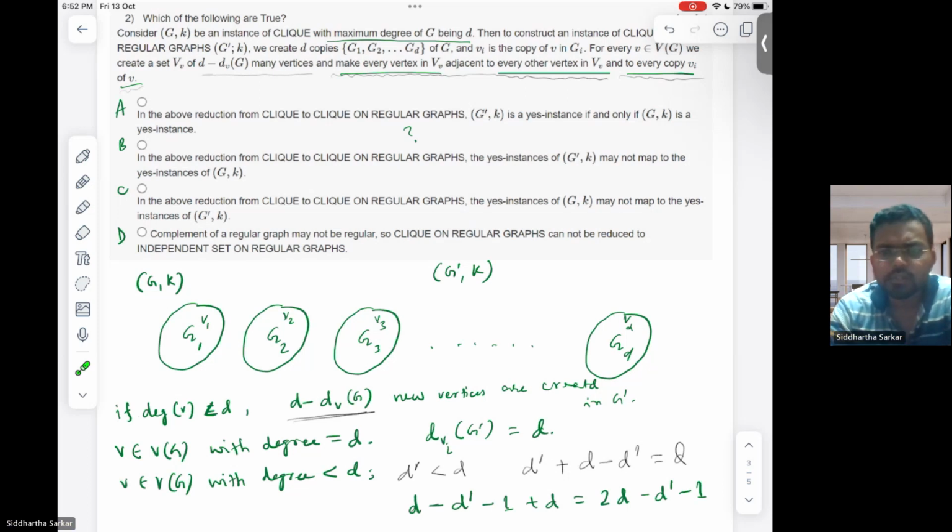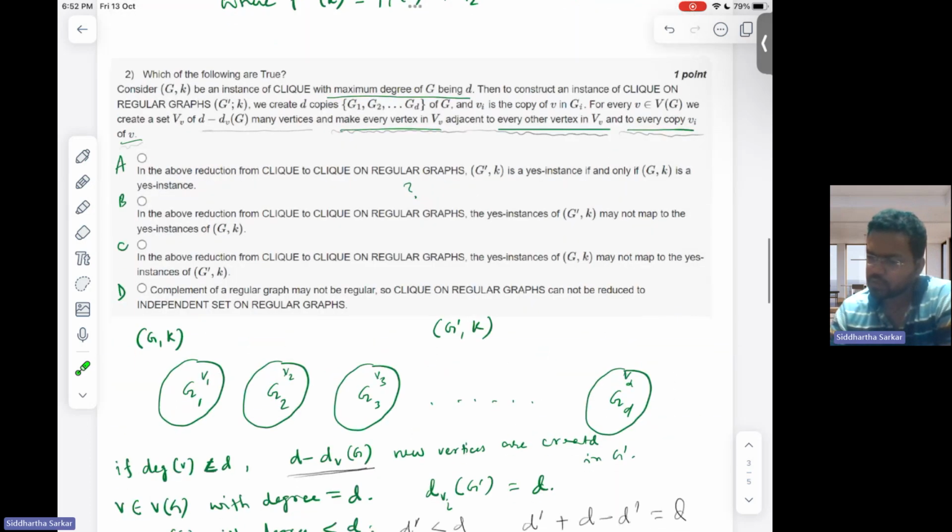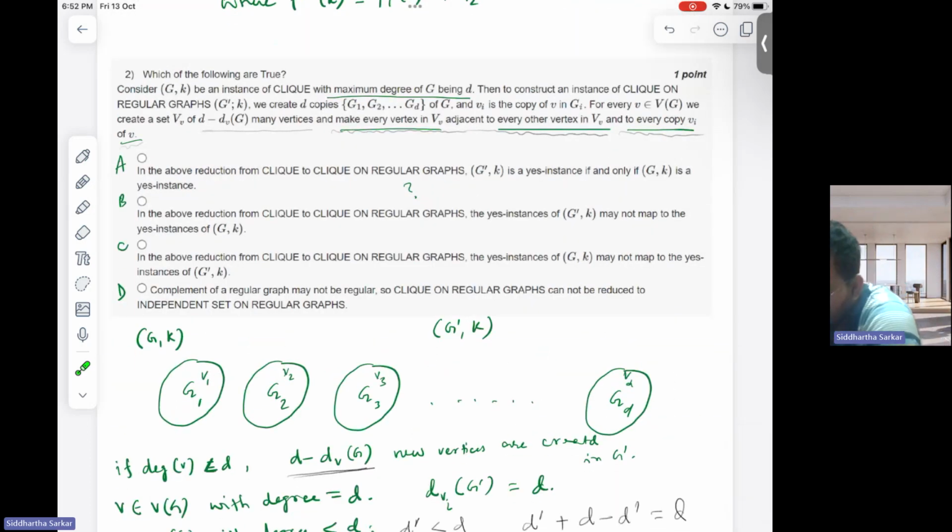Anyway, so yeah, we have two more questions for today. Okay, so let's look at the other options before we move on. In the above reduction from clique to clique on regular graphs, the yes instances of G dash comma K may not map to the yes instance of G comma K.